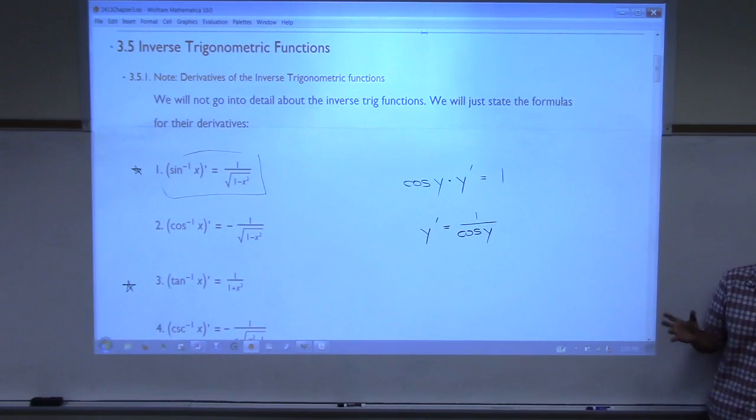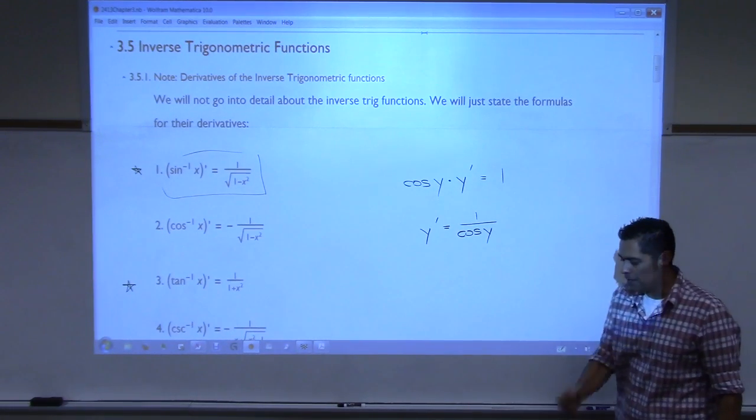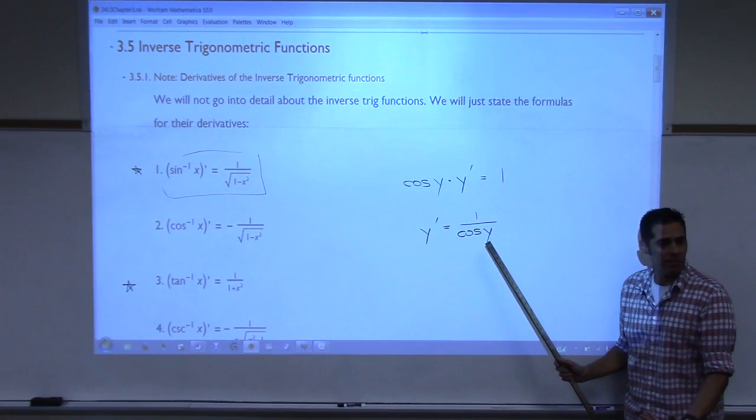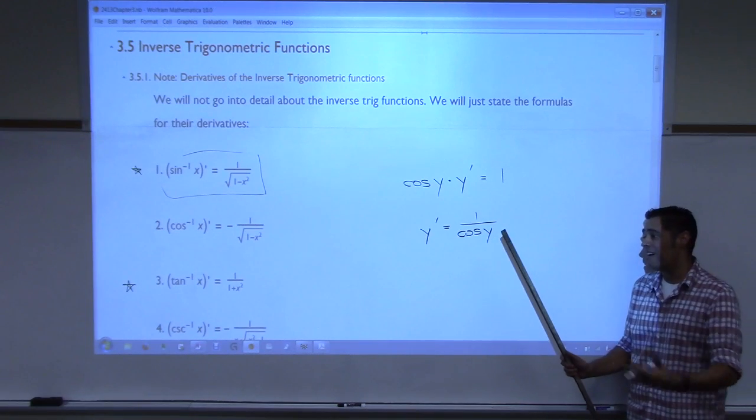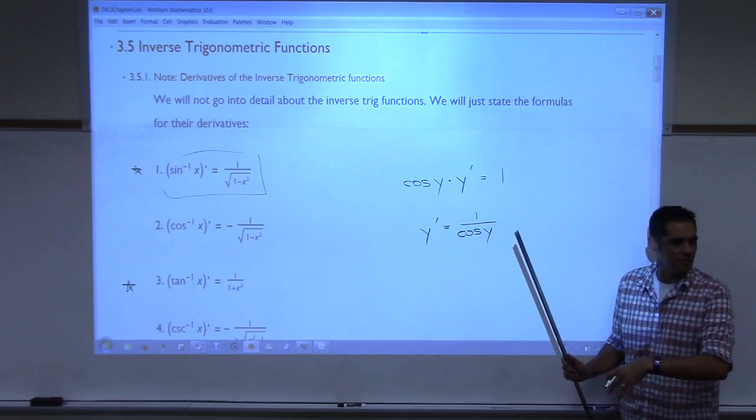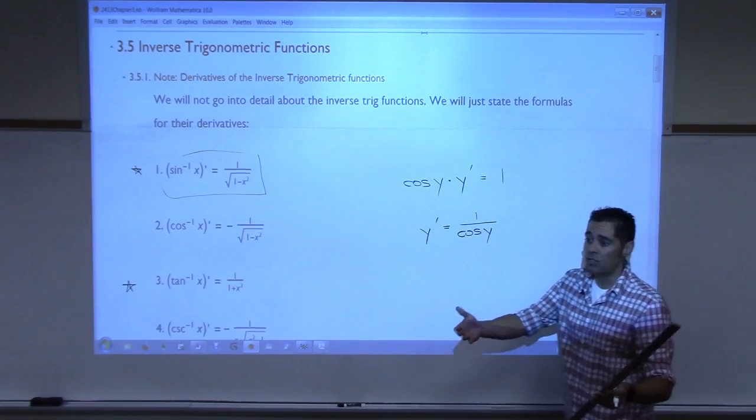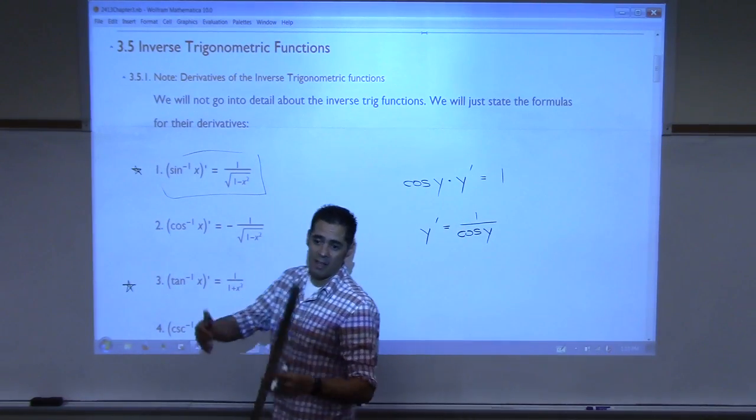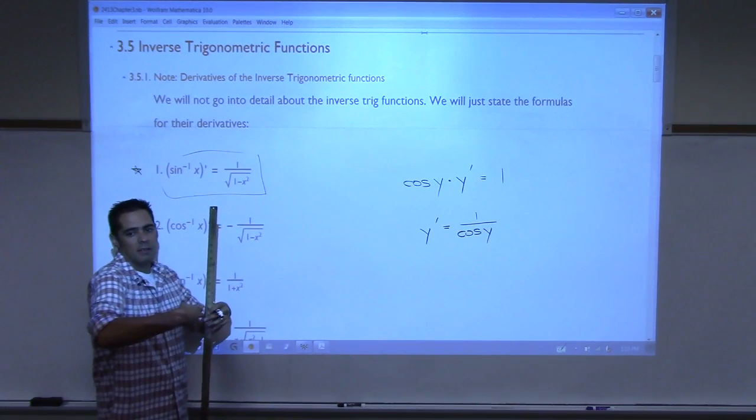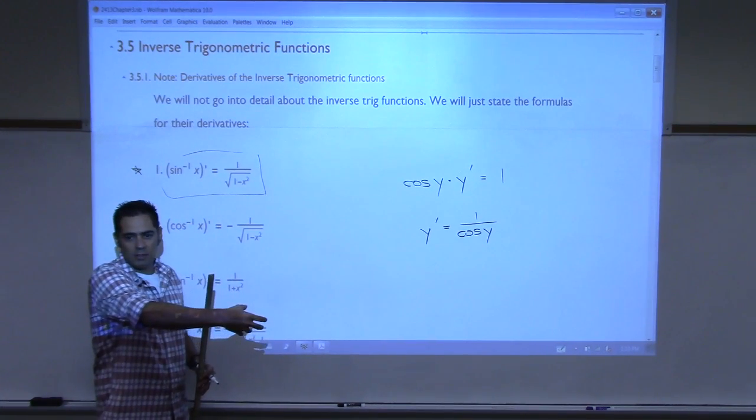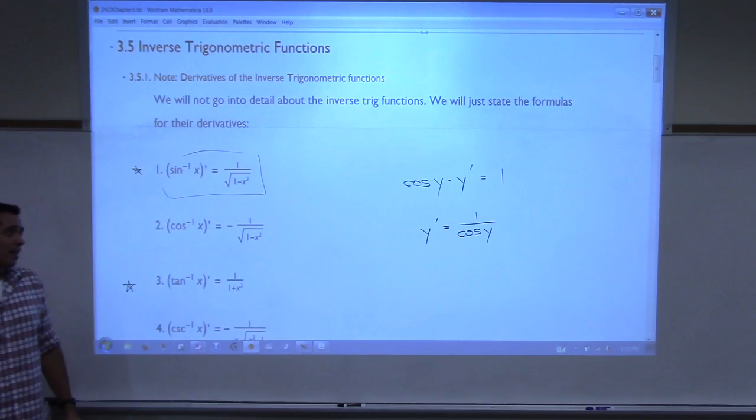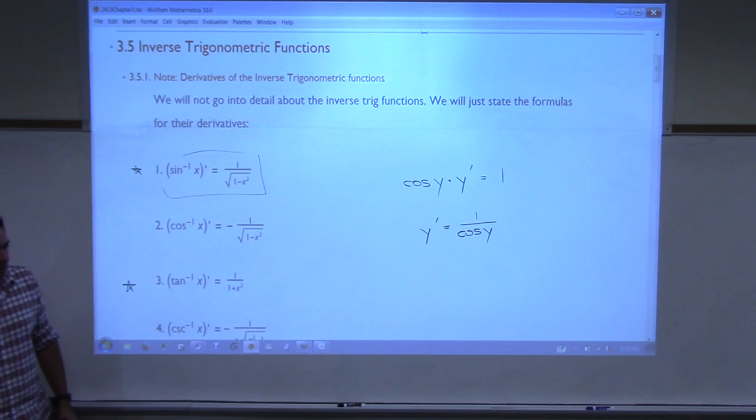All right, but there's one little issue here. And the issue is that our answer has y in it, right? We'd prefer it to have x, because all of our derivatives of functions of x have been functions of x. Like if I take the derivative of x squared, the answer is 2x. If I take the derivative of sine x, it's cosine x. We've never had the derivative of something with x's in it have y in the answer. So I need to know what cosine y is. Actually, I need to know what 1 over cosine y is.